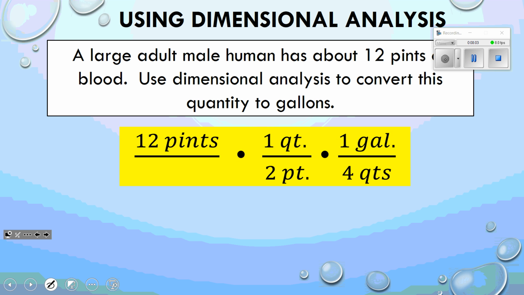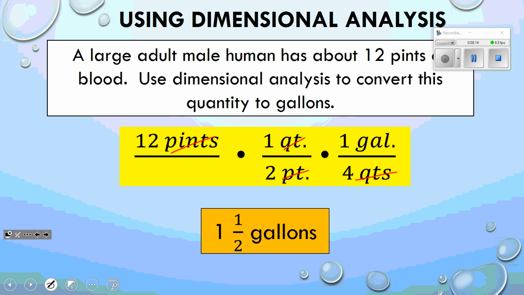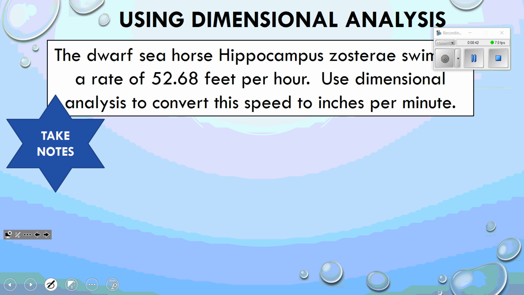Same thing. Okay, so the pints cancel out. The quarts cancel out. You multiply everything on top. 12 times 1 times 1 is 12. On the bottom, you have 2 times 4, which is 8. And 12 divided by 8 would be 1 5/10, which is 1.5 gallons. We have a lot of confusion between proportions and dimensional analysis. Remember, with proportions, you have an equal sign, and you're doing the butterfly wings. With dimensional analysis, you have a multiplication sign, so you're just multiplying the numerators, every number on top, and multiplying every number on the bottom.